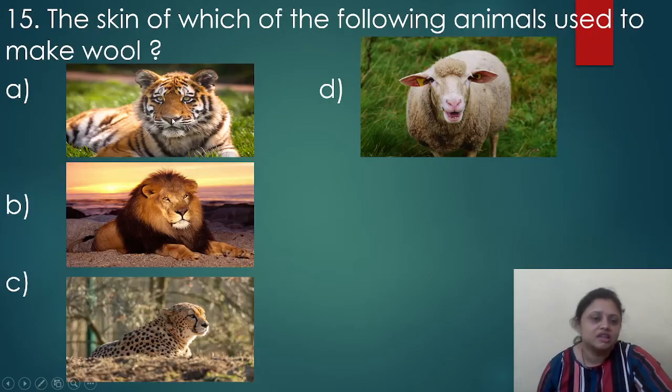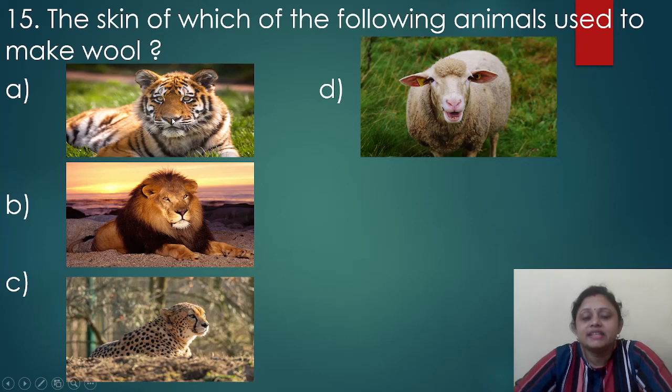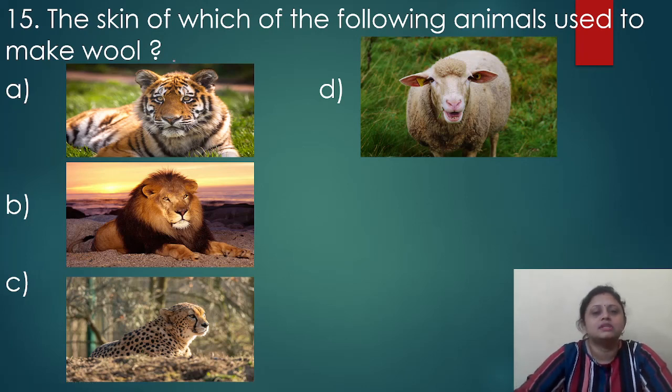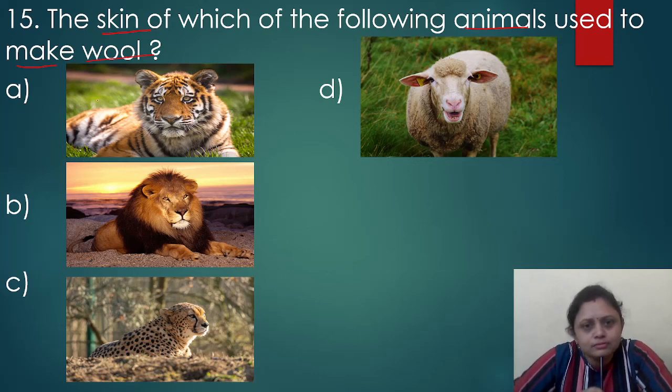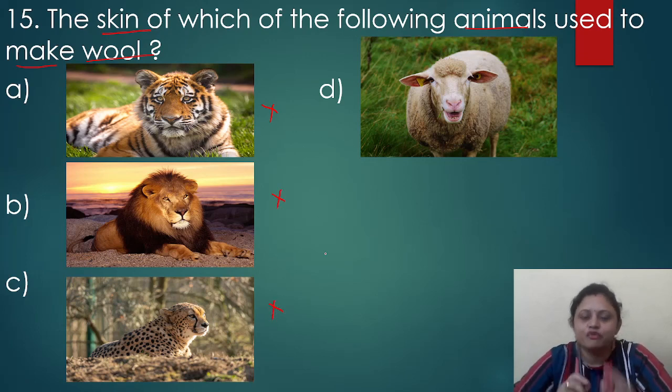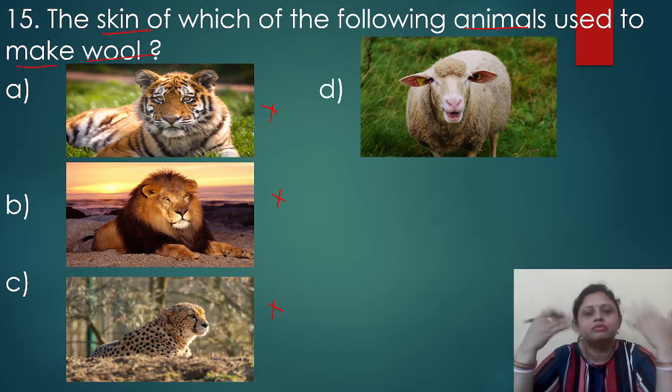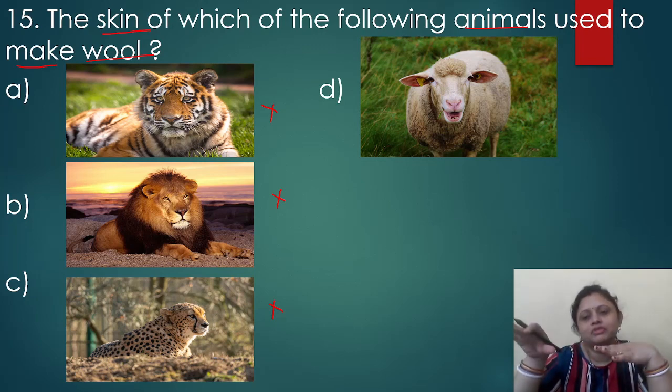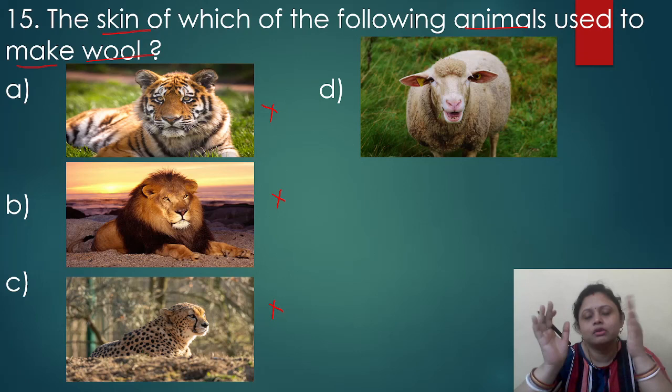Coming to the last question of today's class. The skin of which of the following animals is used to make wool? Skin of tiger is used to make wool? No, not at all. Lion, also no. Cheetah, no. Sheep, yes. We know sheep have fur.